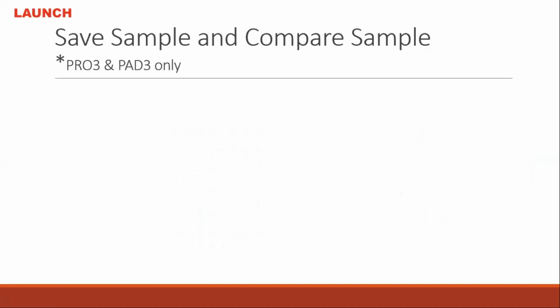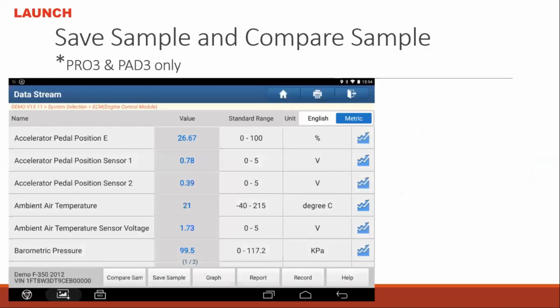Okay. So in here, I want to show a special function that maybe you are not using, but it is inside your diagnosis. So you can see it. There is a compare sample here. So in the compare sample, okay. For the compare sample, not every car you recognize and know the graph for it. Actually, you can compare a good car and a bad car, a problem car.